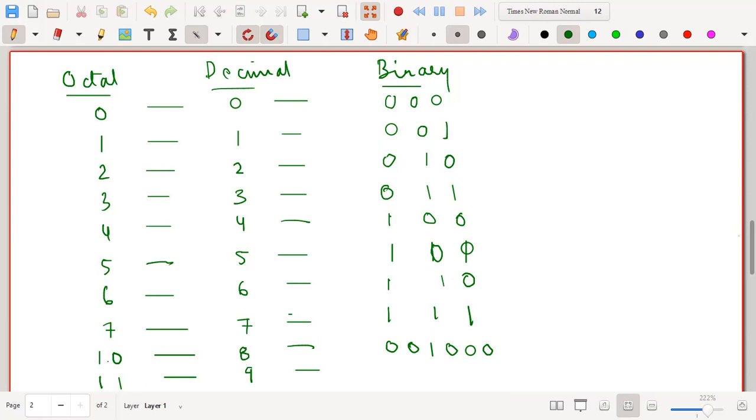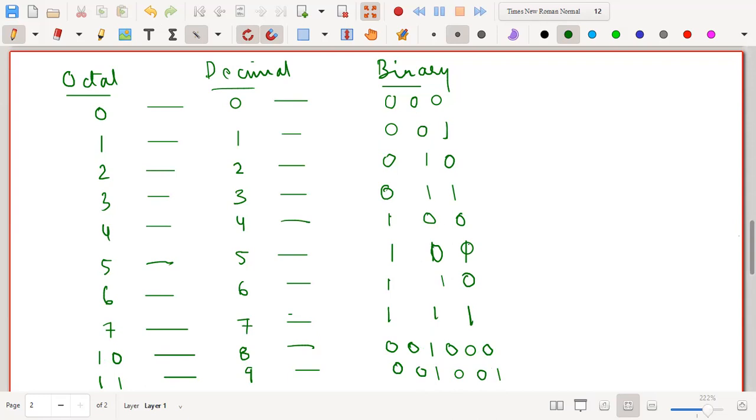Like here I have 1, 0, then I'm writing 1 as 0, 0, 1 and 0 as 0, 0, 0. Similarly for 9, the octal equivalent is 1 and 1. So for 9 I can write 1 and 1, that is 0, 0, 1, and again 0, 0, 1. So this is how you can write down the equivalent octal, decimal and binary.